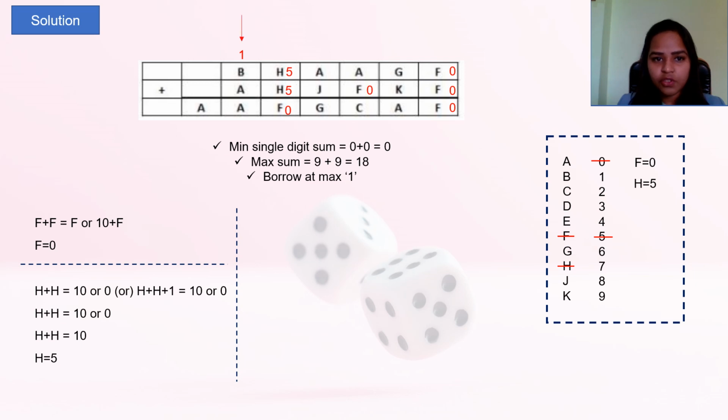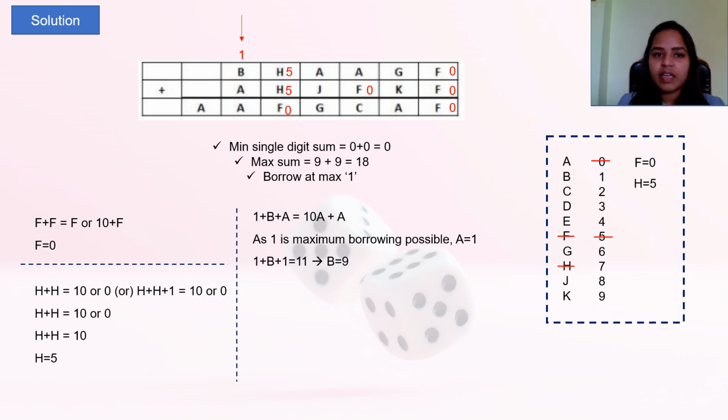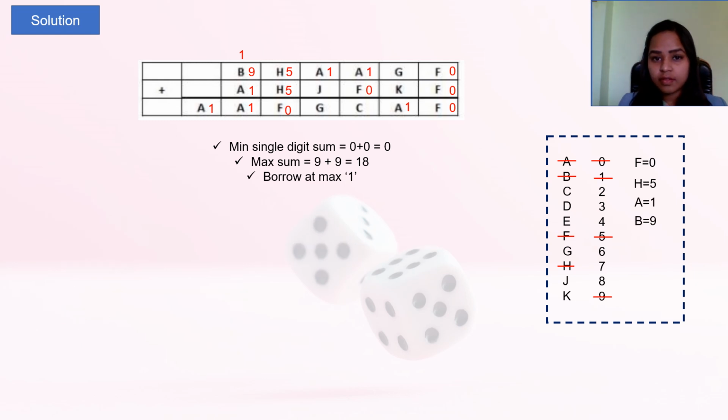Now let us look at the leftmost column. We have B plus A is equal to AA, meaning B plus A plus 1 carried is equal to 10A plus A. So we know that the leftmost A can at max be 1, right? As we have seen before, the carry at max can be 1. So A is equal to 1 and we have 1 plus B plus A, again 1, is equal to 11. So B should be equal to 9. So I write 1 and 9 where all A's and B's are there. And let's cancel A, B, 1 and 9 here. Right? So let's move forward.